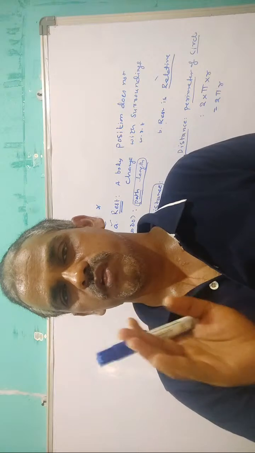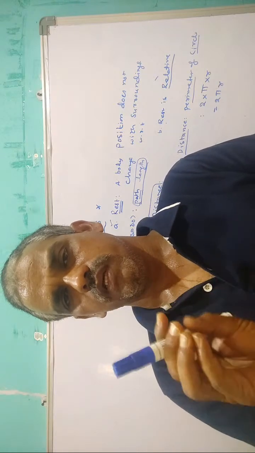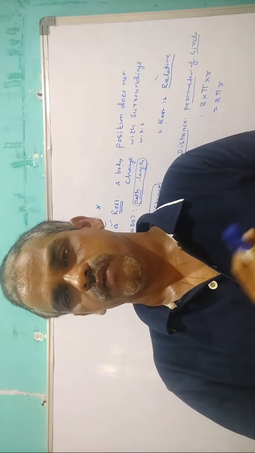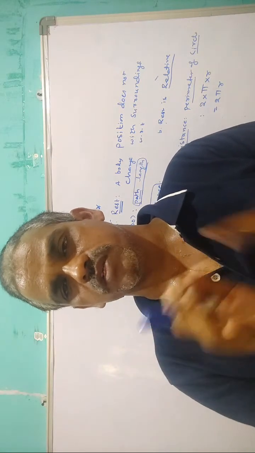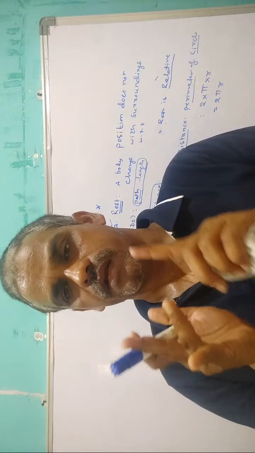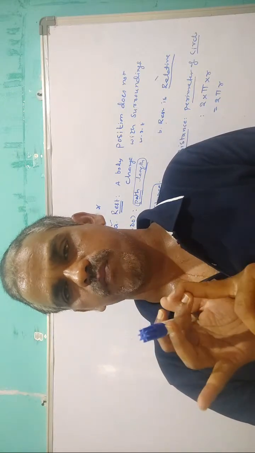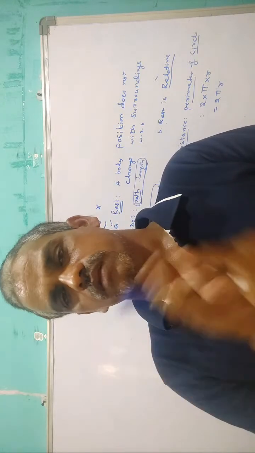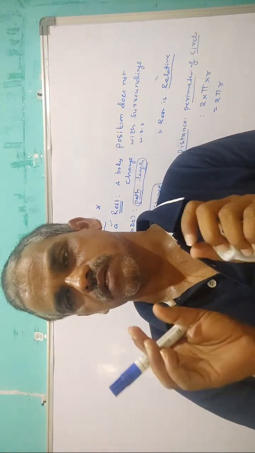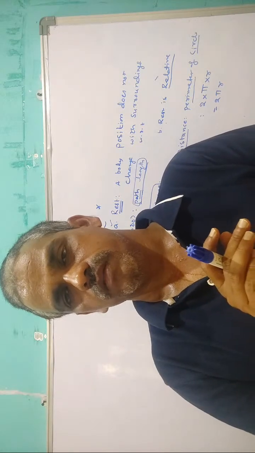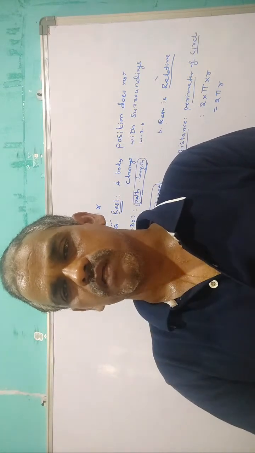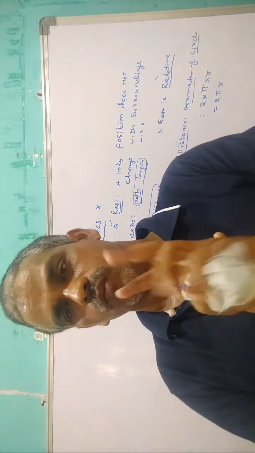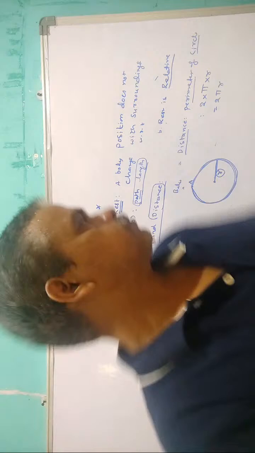So I am giving you only 5 questions. Find the distance. If you know a little bit of geometry, that means square perimeter, rectangle perimeter, triangle perimeter, then you can easily calculate the distance traveled by the body. So I am giving only 5 questions to you.